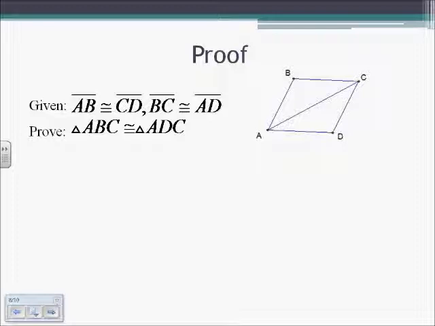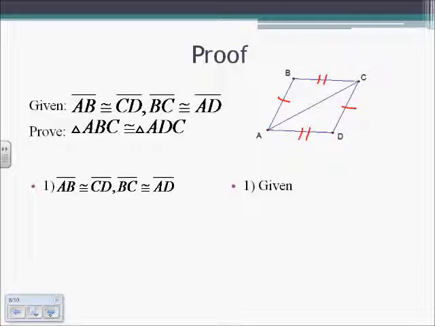Alright, next example. Given AB congruent to CD and BC congruent to AD, prove that triangle ABC is congruent to triangle ADC. So let's mark what we have here. We do have our given, so we state that first always. We have AB congruent to CD, and we have BC congruent to AD. And I'm trying to prove triangle ABC and triangle ADC congruent. I have 2 methods, side angle side or side side side.